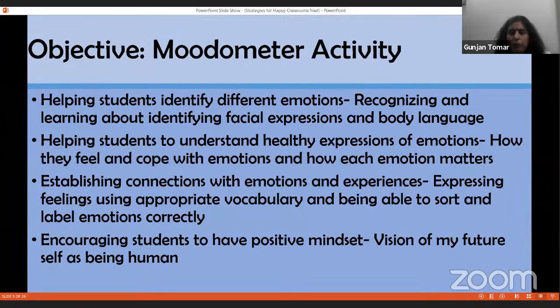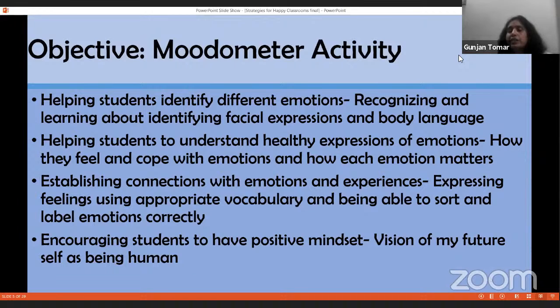So this is what my thing was when we talk about doing a moodometer activity. What does it actually do for the students? It helps students in identifying different emotions, recognizing and learning about facial expressions and body language, which, if we do it right from the beginning, helps them. It is the thing that we need when we grow up. It is the thing that we need when we are interacting with the facilitators, the friends, the teachers, everybody. This helps us a lot.